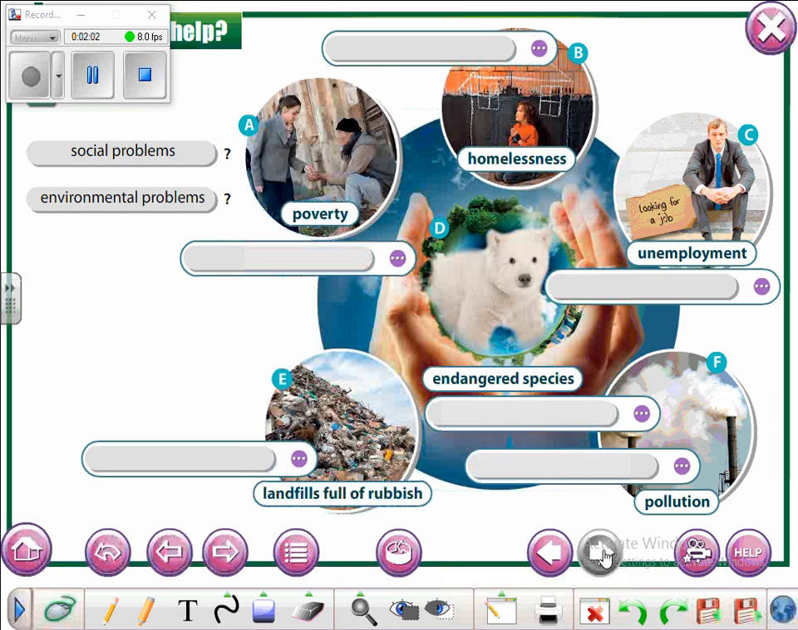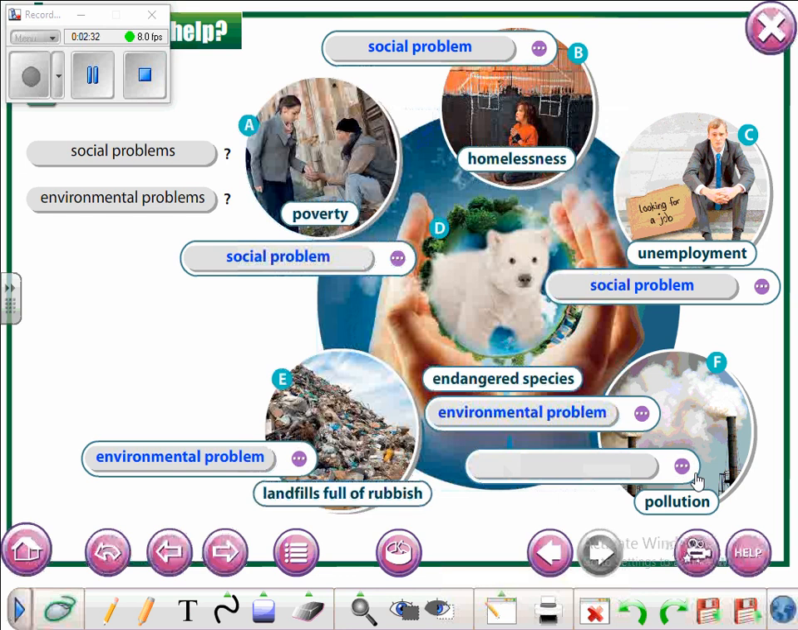So how about poverty? You found this is a social problem, which is related to people, okay? While an environmental problem is related to the environment around us. So poverty is a social problem for sure. Homelessness, social problem. Unemployment, social problem. Endangered species, is it a social problem or an environmental problem? Environmental for sure. And the landfills and the pollution as well.